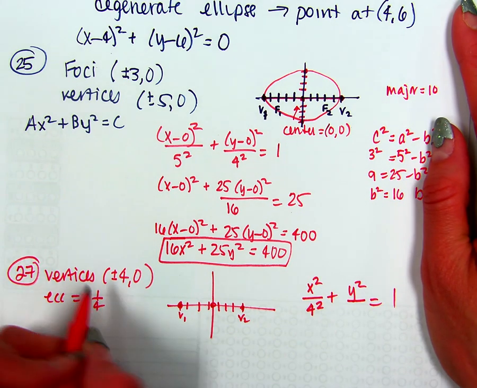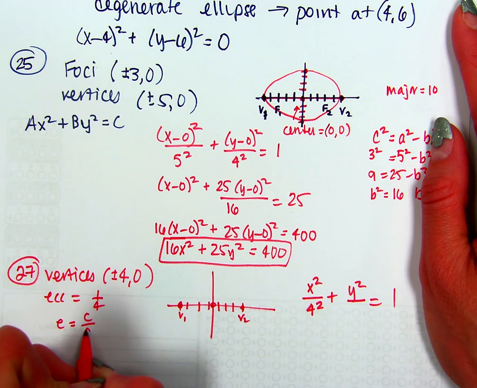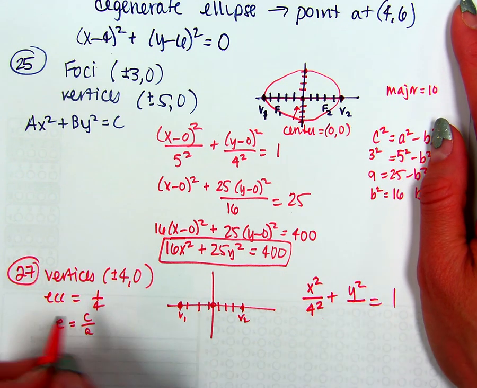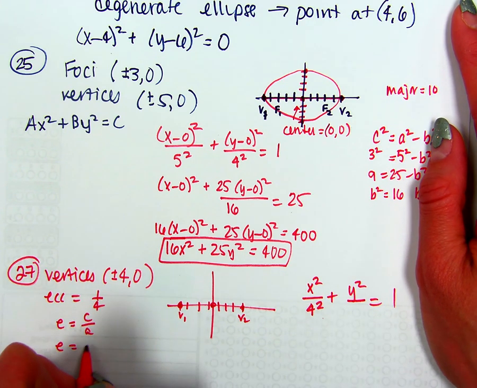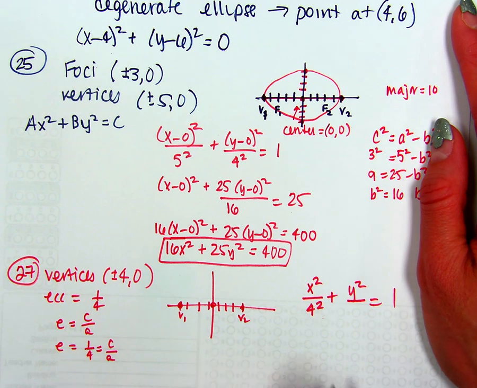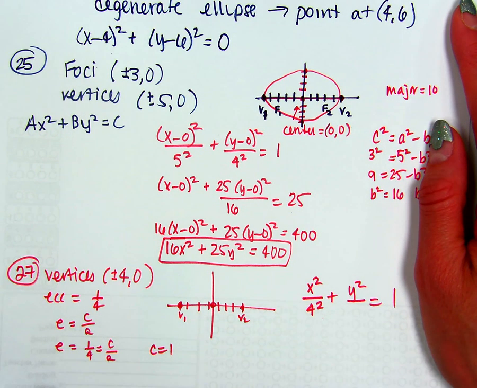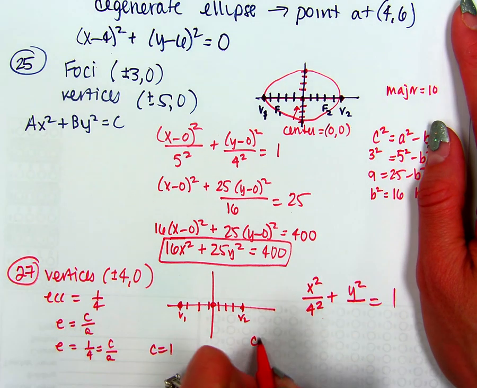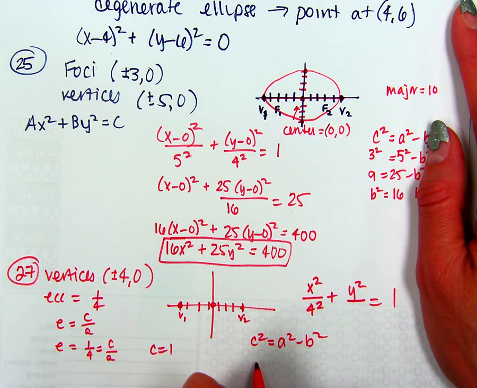The formula for eccentricity is e equals c over a. And I know that a is 4, so I've got e equals 1 over 4. That must mean that c is 1 and a is 4. So now I know c equals 1. Based on that, I can figure out what my b value is. So c squared equals a squared minus b squared. So 1 squared equals 4 squared minus b squared. So b squared equals 16 minus 1, which is 15.